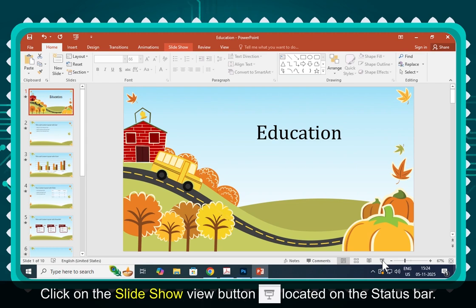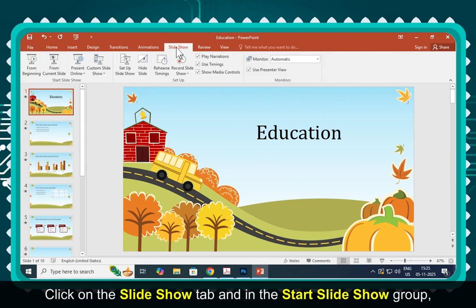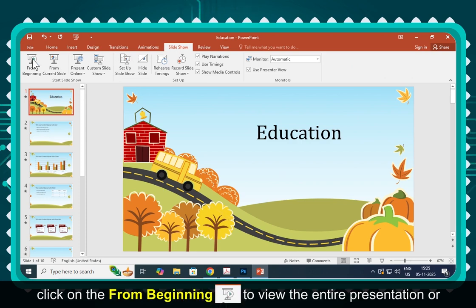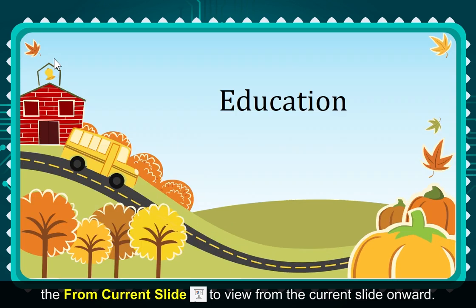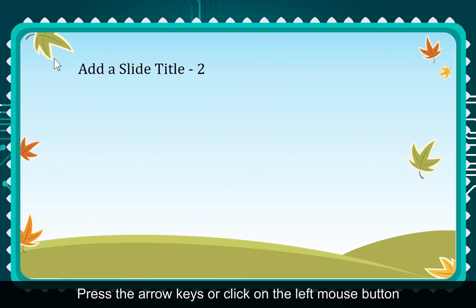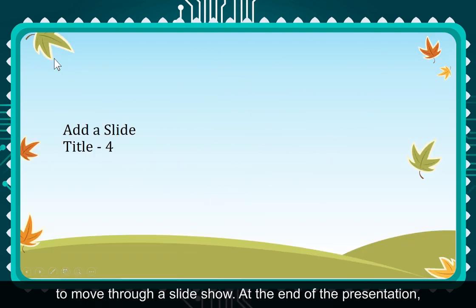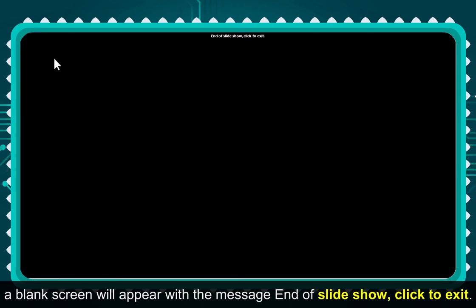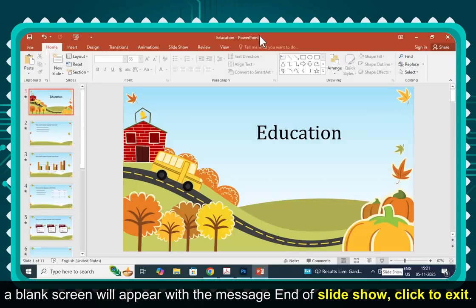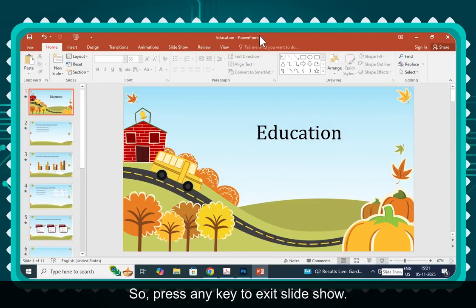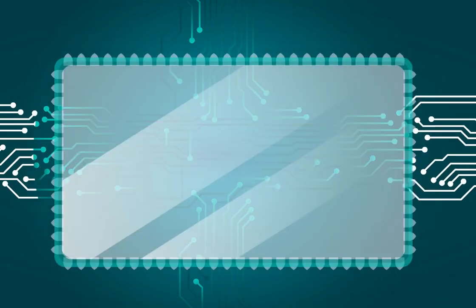To enter the slideshow mode, press F5 on the keyboard or click on the slideshow view button located on the status bar, or click on the Slideshow tab and in the Start Slideshow group, click on the From Beginning to view the entire presentation, or the From Current Slide to view from the current slide onward. Press the arrow keys or click on the left mouse button to move through a slideshow. At the end of the presentation, a blank screen will appear with the message End of Slideshow. Click to exit. So, press any key to exit slideshow.